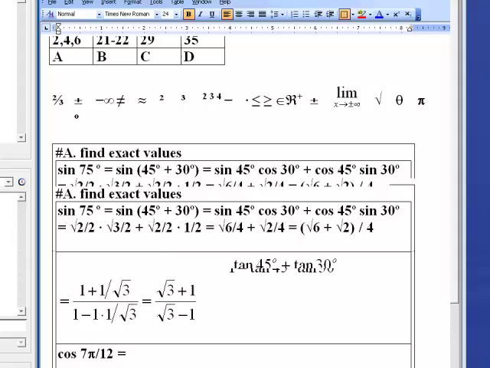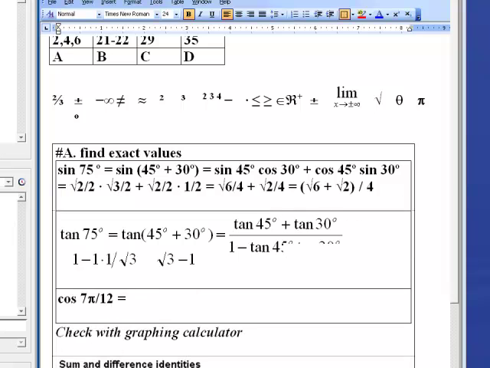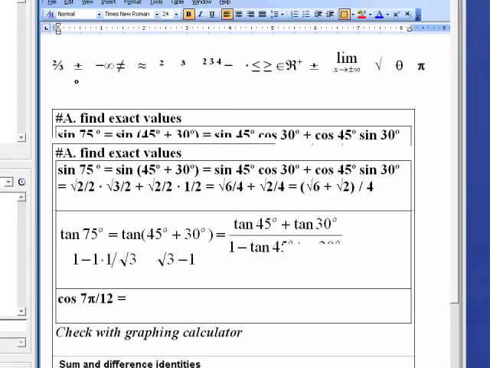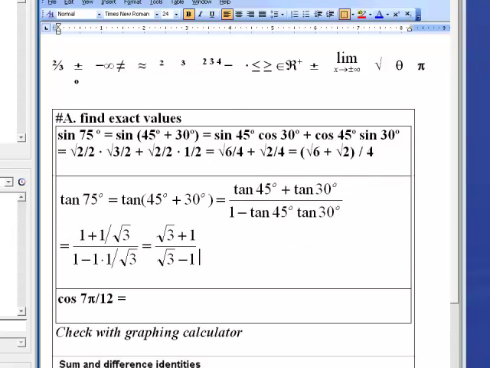I'm actually going to write my results on the side here because I'm going to go soon to the graphing calculator. So on this one I came up with square root of 3 plus 1, square root of 3 minus 1, and in the previous one we had square root of 2 minus square root of 2 plus, divided by 4.